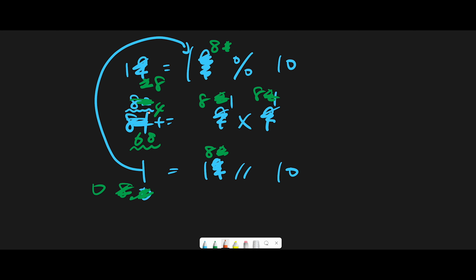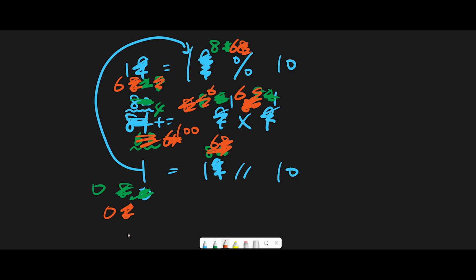So let me change the color. So next, 68. 68 divided by 10, the remainder should be 8. And 8 multiplied by 8 should be 64. And then the current input, 68 divided by 10, should be 6. So the next input is 6. And 6 divided by 10, the remainder is 6. And 6 multiplied by 6 should be 36. So that is 64 plus 36, 100. And then the current input is 6. So 6 divided by 10 is 0. So we finish the iteration. And the current output is 100.